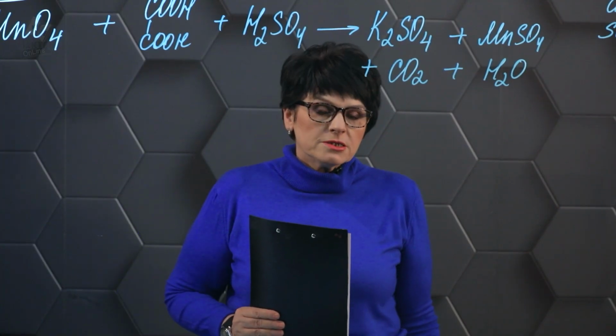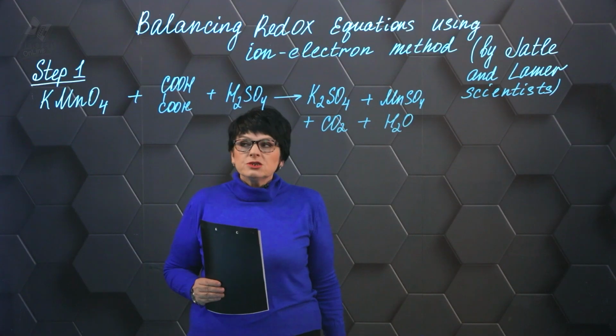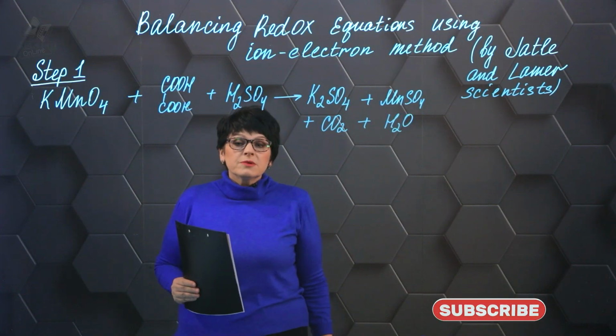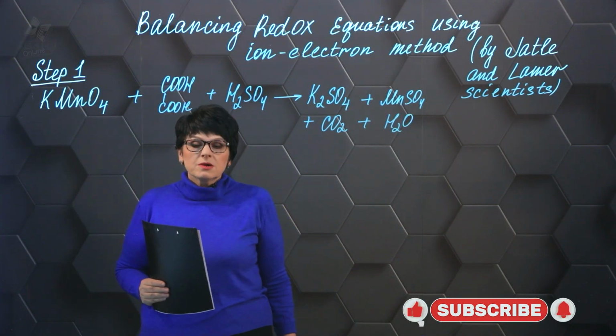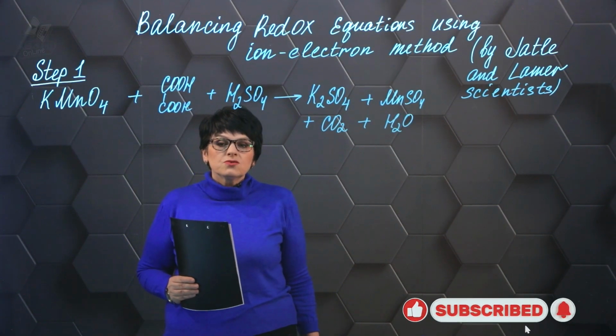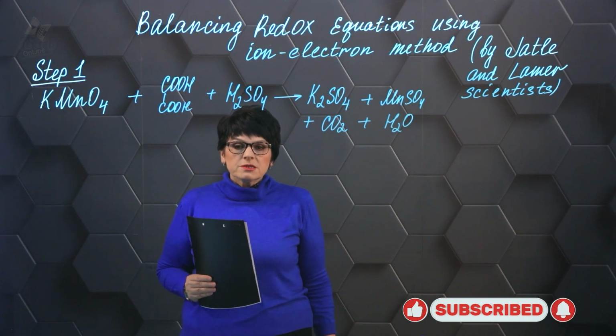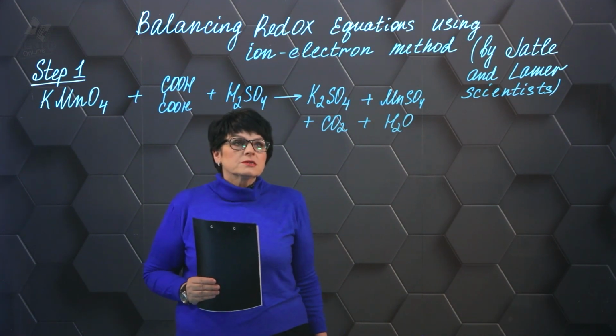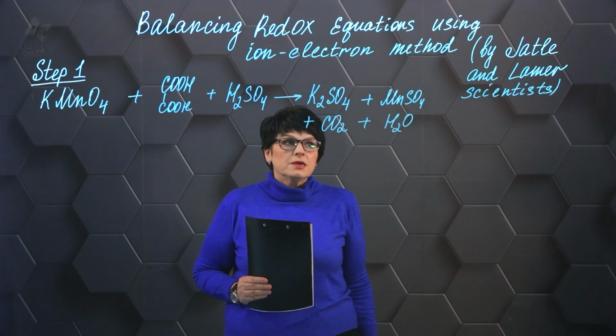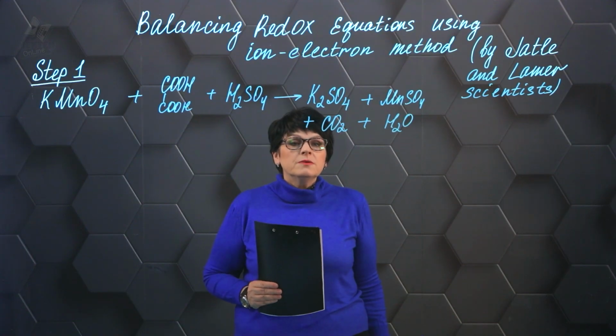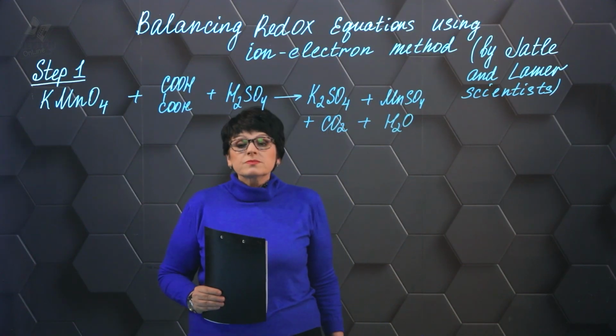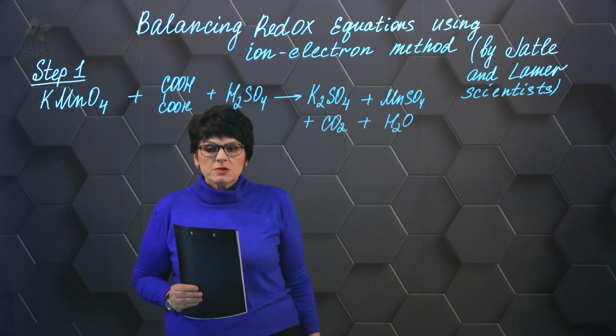We will now look at the interaction between potassium permanganate and oxalic acid in the presence of sulfuric acid, and the reaction produces potassium sulfate, manganese sulfate, CO2, and H2O. So how does this method work?